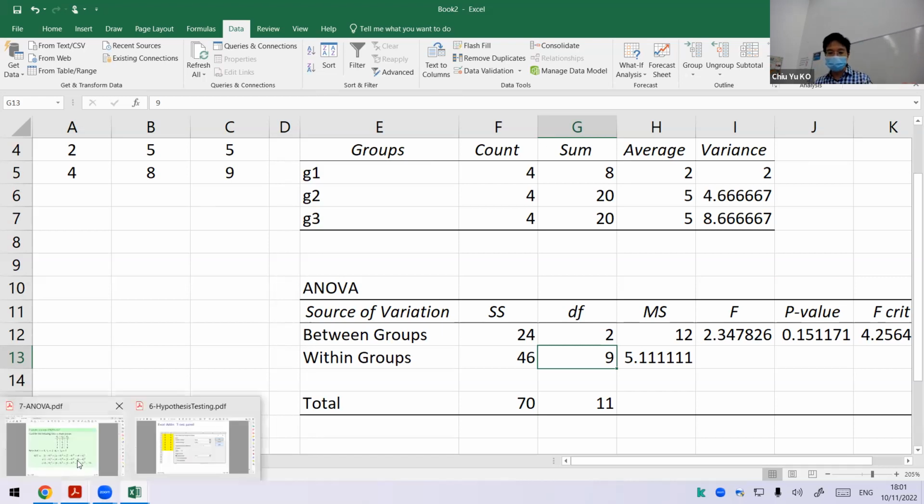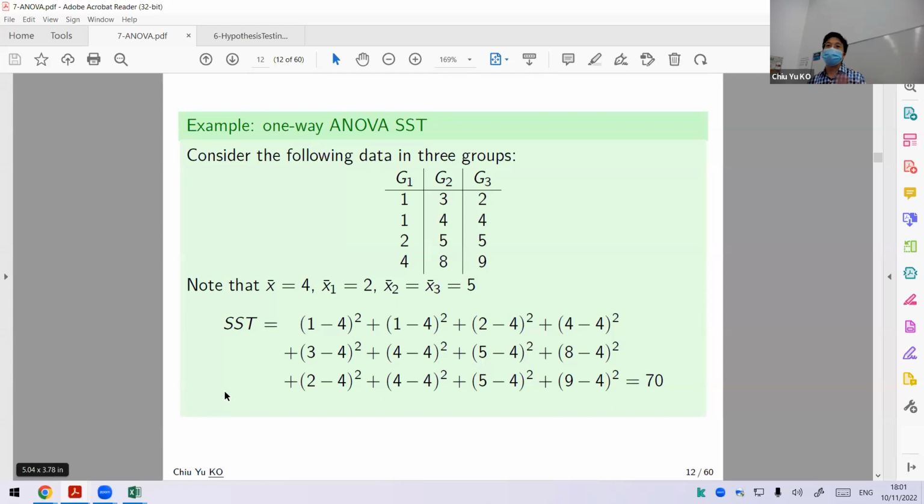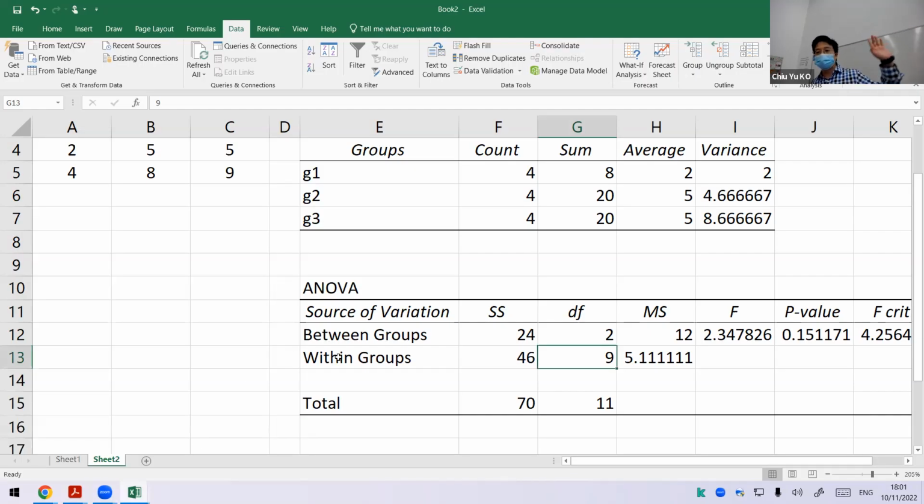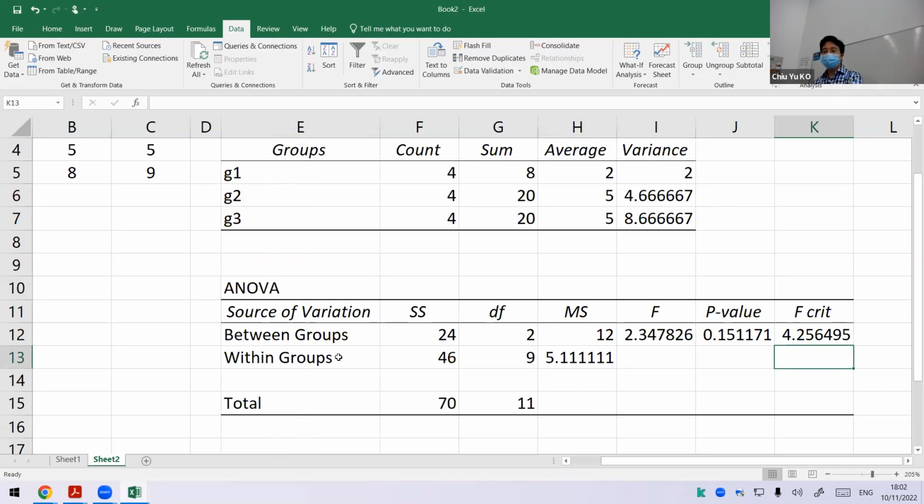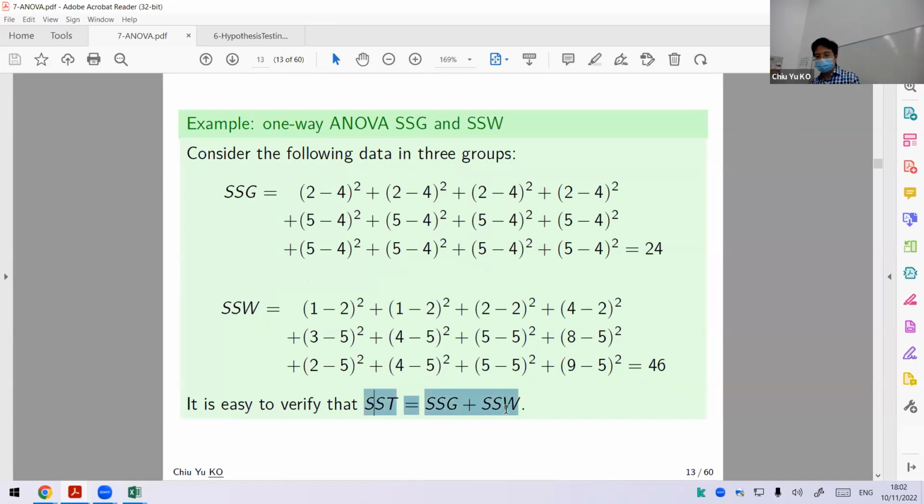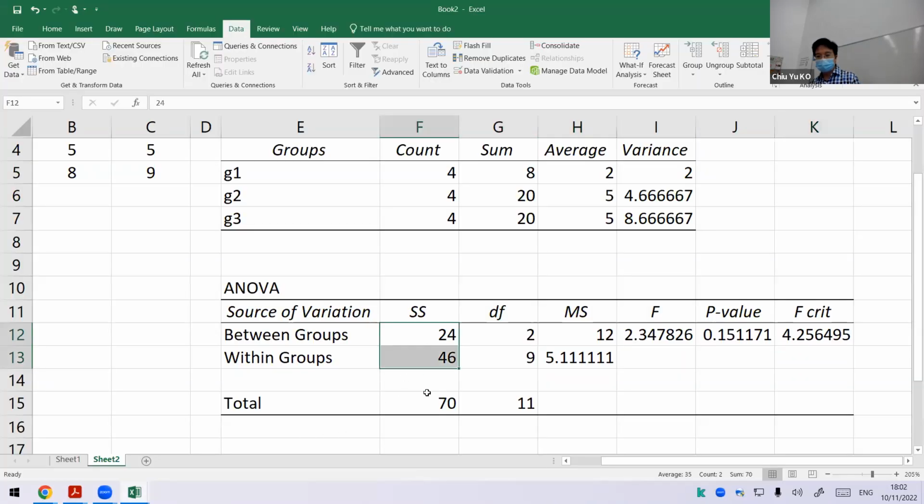So I hope I convince you, you can see everything is there. The goal of this topic is to make sure that you understand every entry here, to see what is meant by this. That's the goal today. Okay, so this is SST. That's why the first equality is SST, SSG, SSW, right? It's here, add up together.